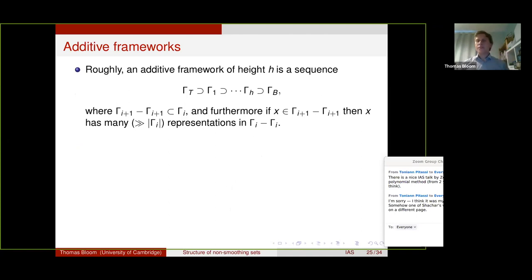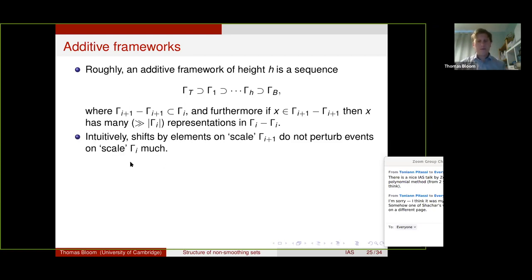And there are a couple of conditions to ensure. So for example, I want gamma I plus 1 minus gamma I plus 1 to live inside gamma I. Not only is gamma I plus 1 contained inside gamma I, but its difference set is also. And furthermore, if I take something inside this difference set and I look at how many representations it has in gamma I minus gamma I, then it has basically the maximal number of representations.